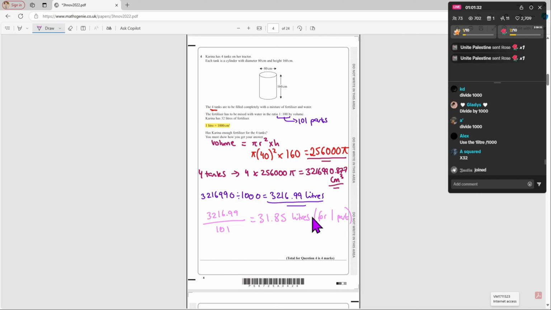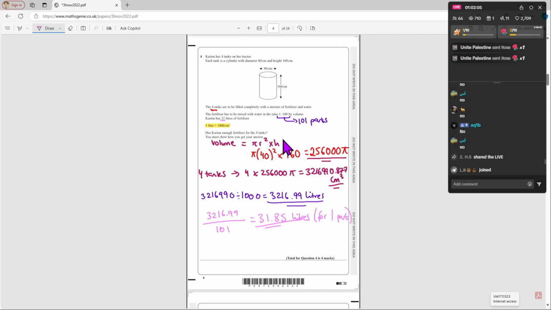Now you got that. It says Karina has 32 liters of fertilizer. Has Karina got enough? In the chat, tell me yes or no. Has Karina got enough? And your answer is right in front of you, just to let you know. Yes, I added the ratio. So we do 100 plus 1, which will give you 101 parts.